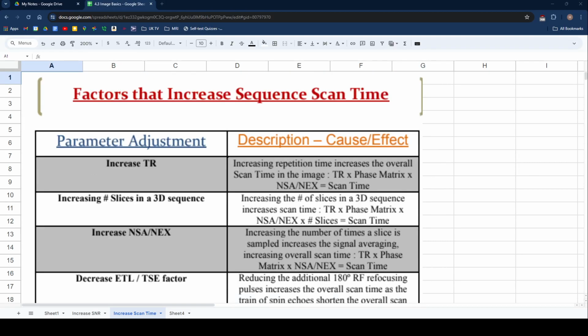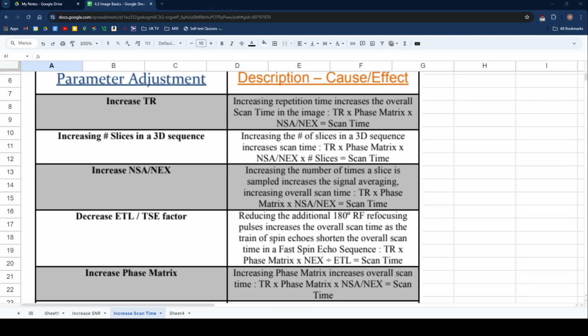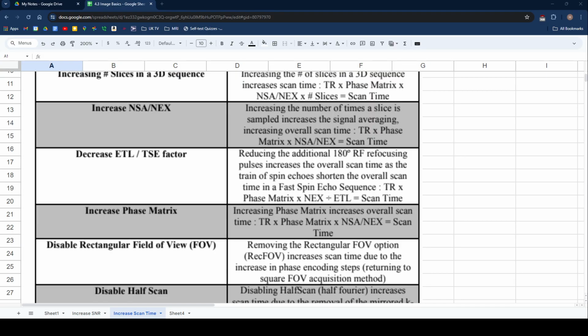Decreasing your echo train length will actually increase your scan time. You reduce the additional 180 refocusing pulses, which increases the overall scan time, as the train of spin echoes shortens the overall scan time in a fast spin echo. So that's going to be your TR times phase times NEX divided by the ETL. So a smaller ETL will increase your scan time.